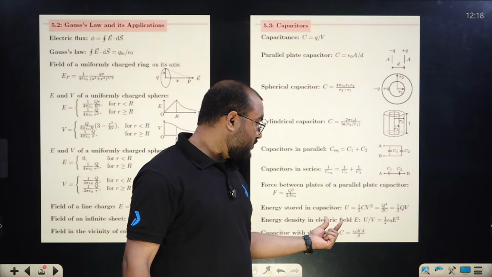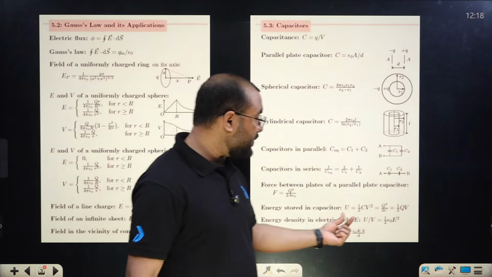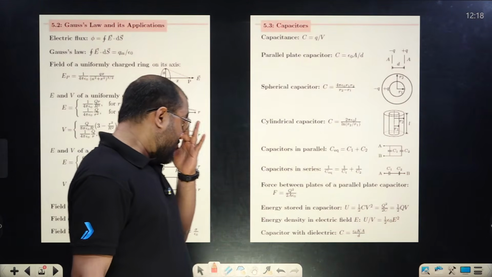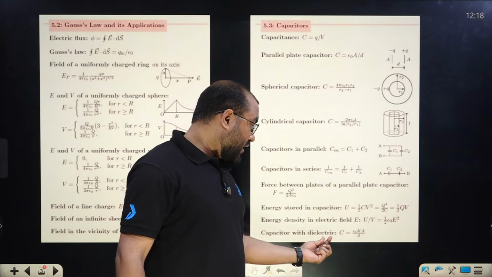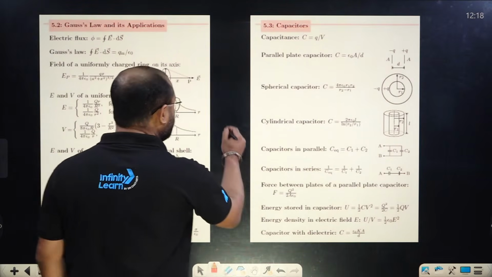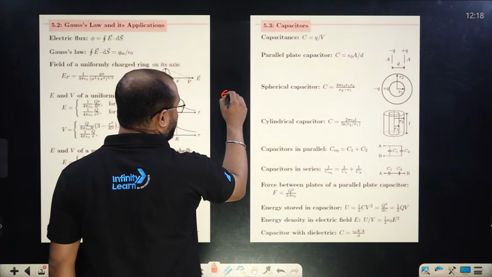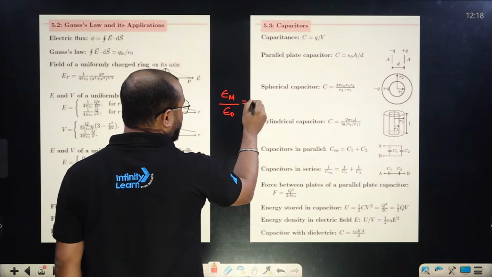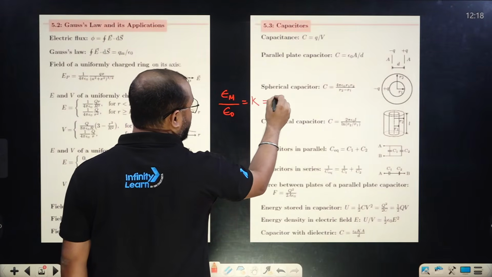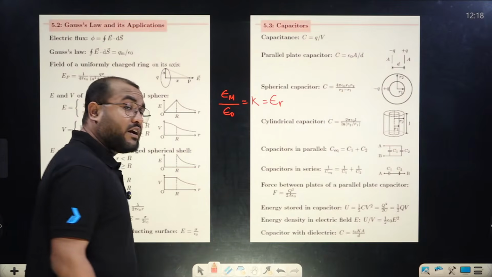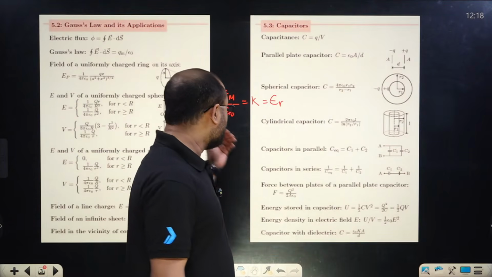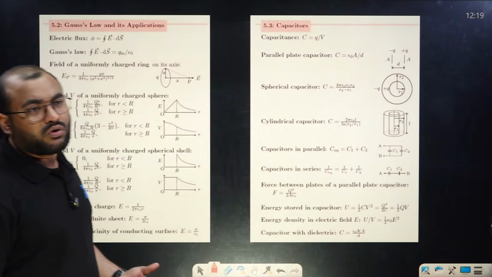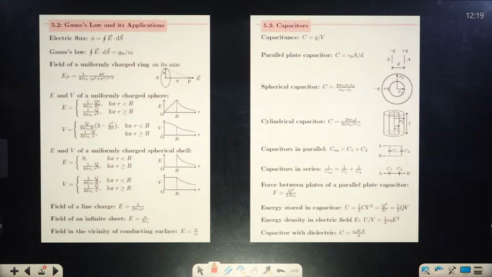Energy density and the electric field, everyone: U by V, or half epsilon naught E square, where E stands for the electric field. Now the capacitor with the dielectric, everyone, dielectric constant. What is dielectric constant? Dielectric constant means the epsilon for the medium divided by epsilon naught for the free state. That is called the dielectric constant, or relative permittivity. So I believe you remember these basic things, and you are also able to find the basic formulas.